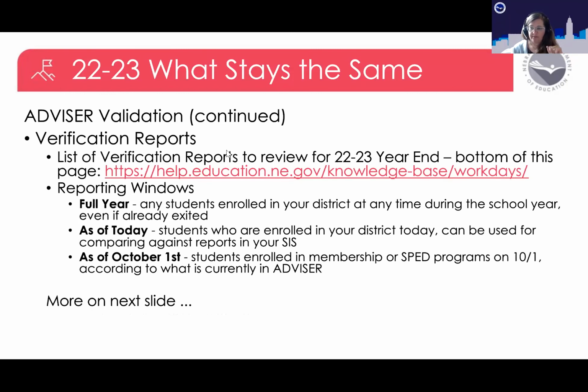All right, so you've used your lookups, you've gone through your errors and warnings, you're feeling pretty good about everything. The next step in the process is to review your verification reports. So we've got a really helpful Excel file here at this link at the very bottom of the page that tells you which reports to review during each collection window. So right now we're focused on year end, but that Excel file also has data that talks about fall and the follow-up collection. So you can utilize it for that, but we really want to focus on year end reports.